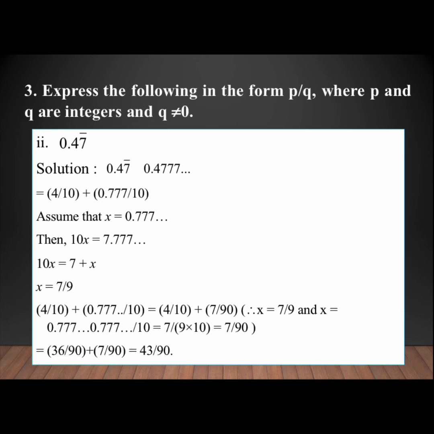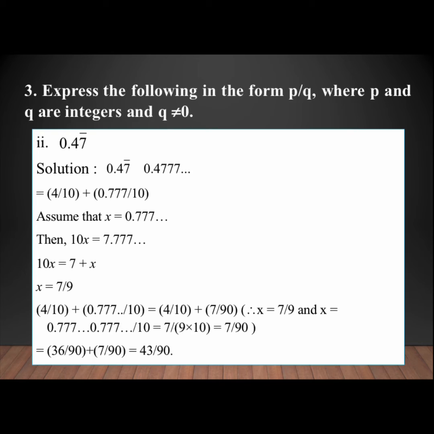Now let x equal 0.7777 repeating, and multiplying it by 10, we get 10x equals 7.7777. Now we can write 10x as the sum of 7 and x, where x equals 0.7777. Now 10x minus x comes out to be 7, and it gives 9x equals 7, and further x equals 7 by 9.